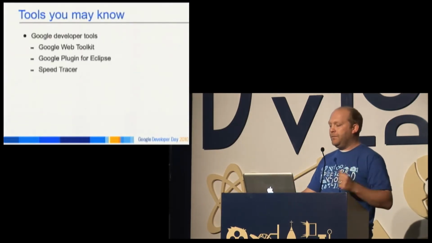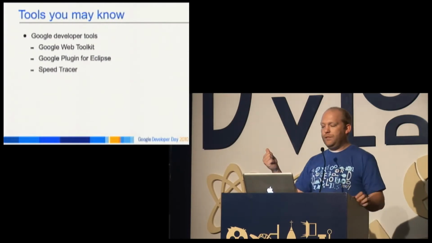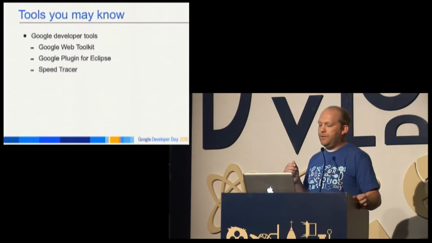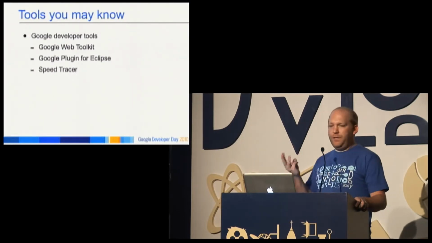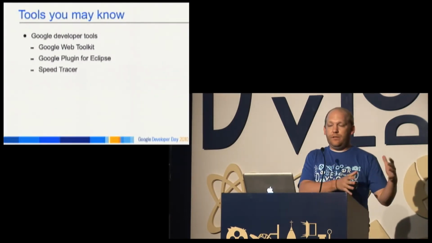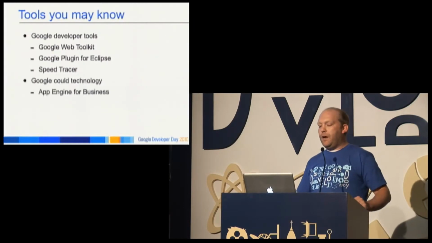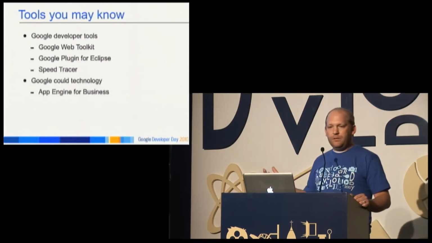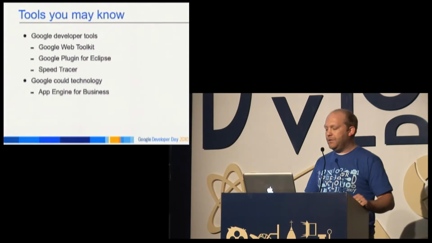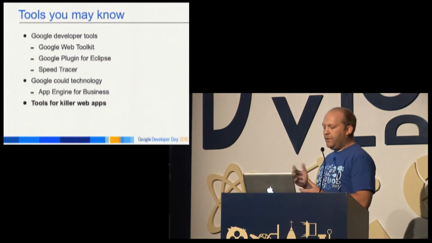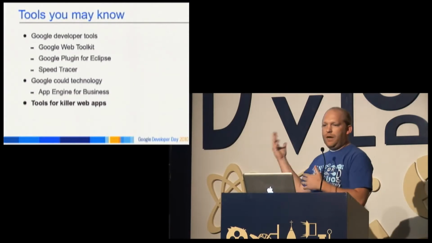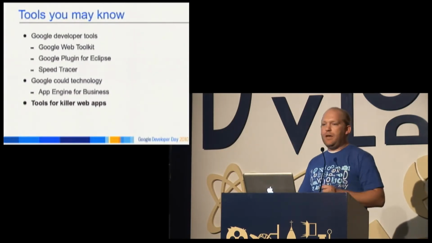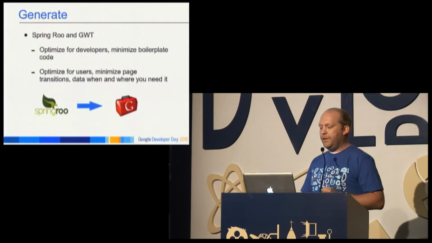Then we looked at what we had. We said we have Google Developer Tools. We have Google Web Toolkit, our Java to JavaScript compiler and code generation. Google plugin for Eclipse, which gets you back into the IDE. Speed Tracer to measure sluggishness in the browser. And then we have, obviously, cloud technology, App Engine for Business, as well as the consumer-facing App Engine. And the net was that we have tools for building killer web apps. So if you bring the two together, then we've accomplished what I first set out, which was the anatomy of the business app and the developer lifecycle.